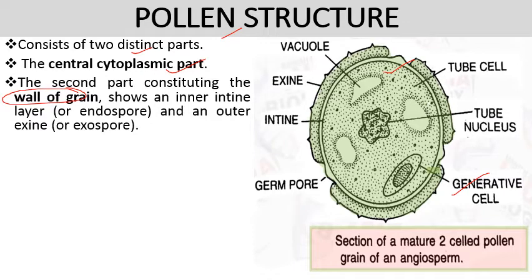The wall of the pollen grain forms the second part. First is this central portion, and this wall shows differentiation. It consists of the inner intine, also known as endospore, and the outer exine, also known as exospore.